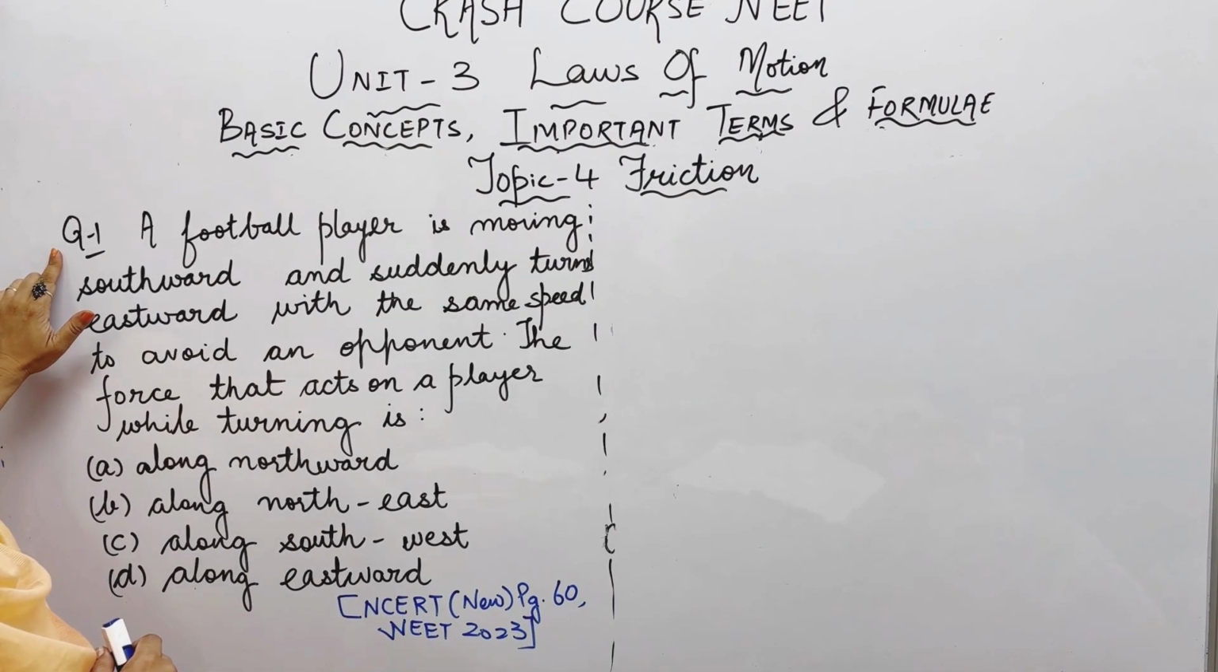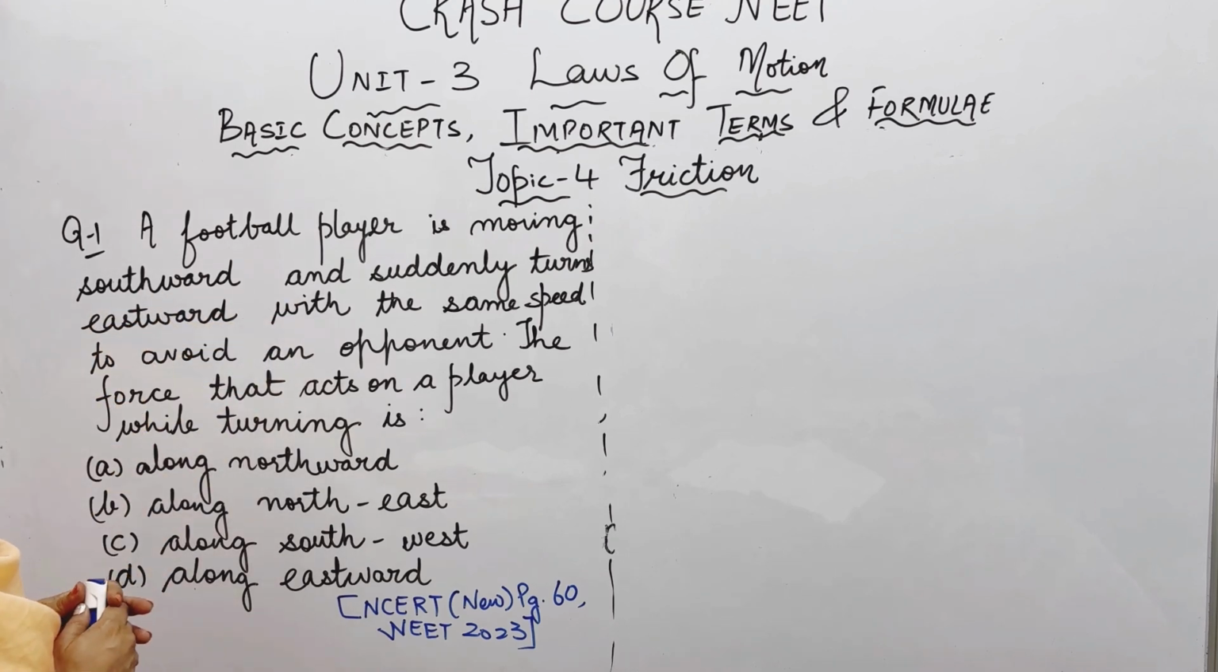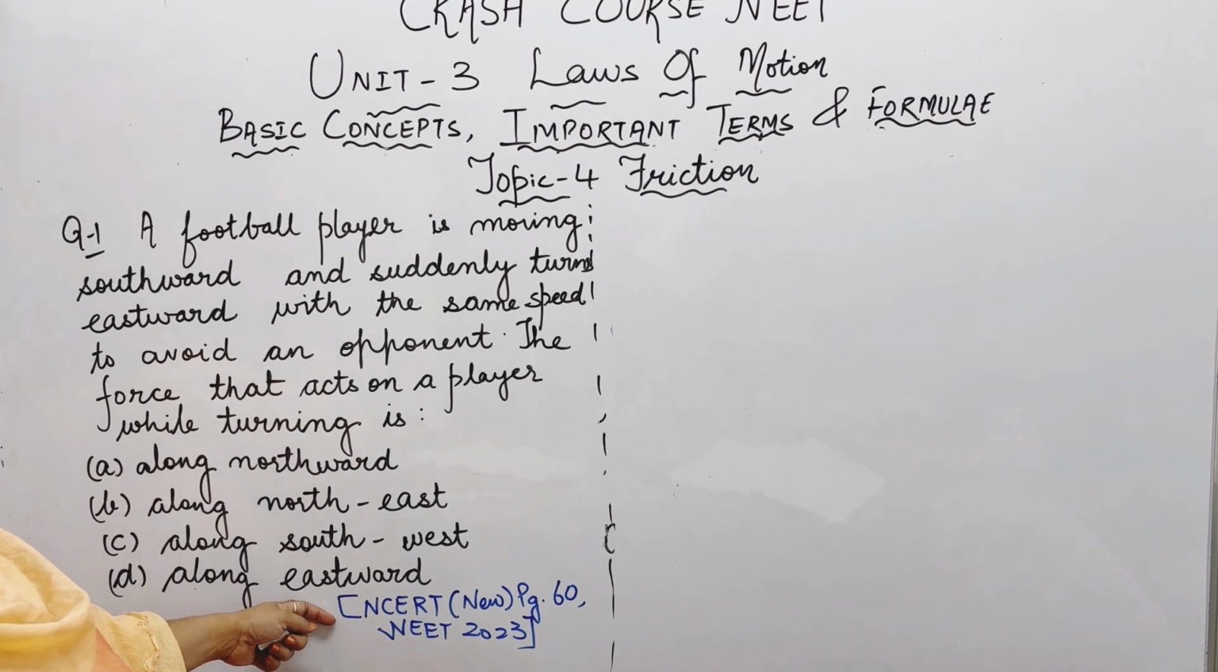A football player is moving southward and suddenly turns eastward with the same speed to avoid an opponent. The force that acts on the player while turning is: along north, along northeast, along southwest, or along east. This question has come in NCERT new page 60, and it has been in the NEET 2023.